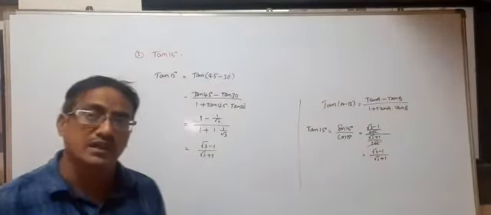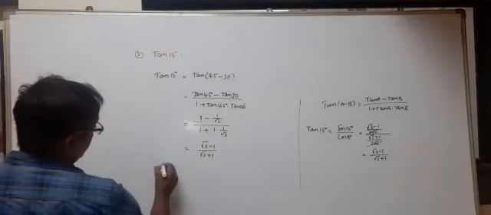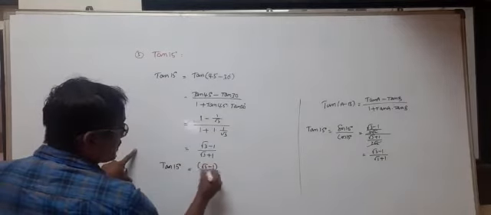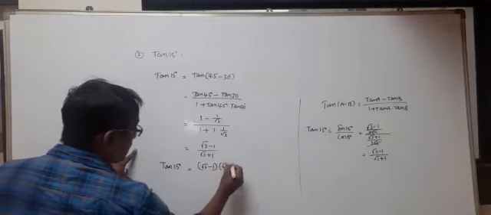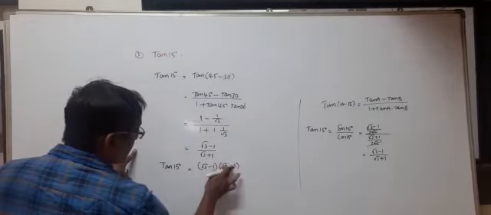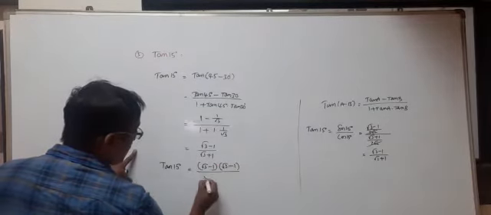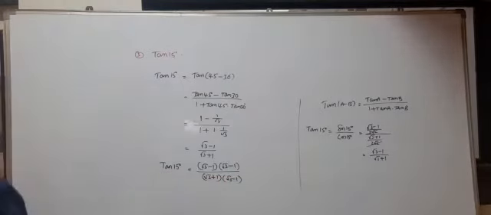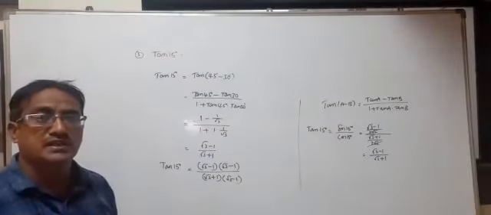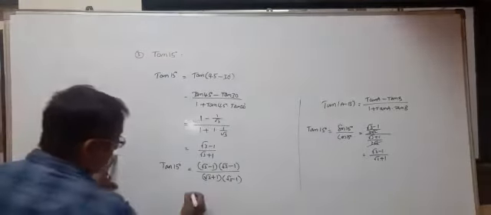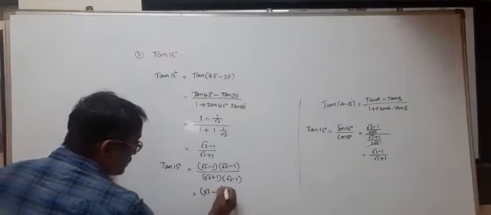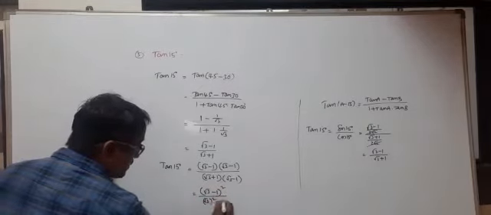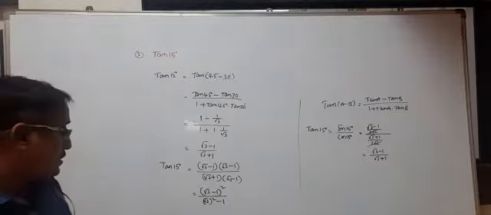In that way also you can write tan 15. Now you have to rationalize the denominator. So (root 3 minus 1) by (root 3 plus 1); multiply by root 3 minus 1. In the numerator it is root 3 minus 1 into root 3 minus 1, so it can be written as (root 3 minus 1) whole square by, now this is (a plus b) into (a minus b), you will get a square minus b square. Now let us simplify that.